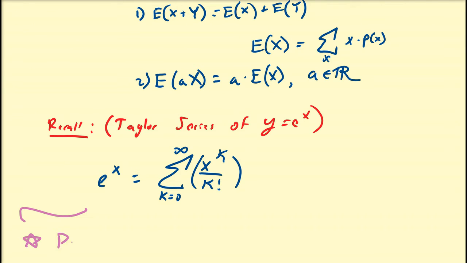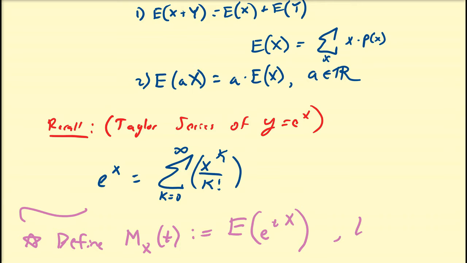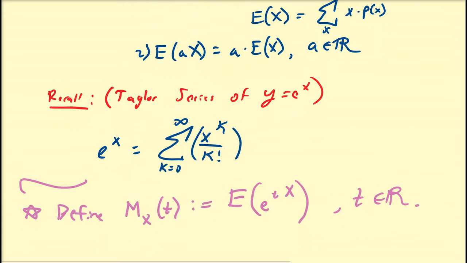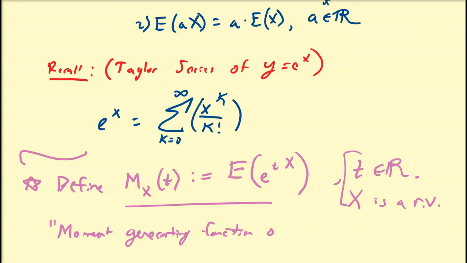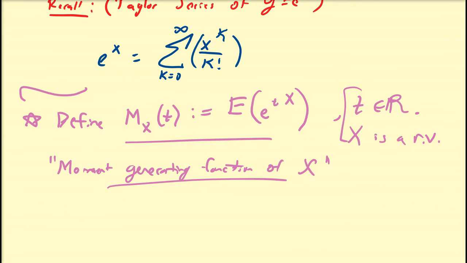So we're going to define M sub x of t to be equal to the expectation of the random variable e to the power t x. And here t is some real number and x is a random variable. Alright, so what exactly is so special about this? And this is what we're going to call the moment generating function of x. And we'll explain how this ties into the first moment and the second moment of the random variable a little bit later.